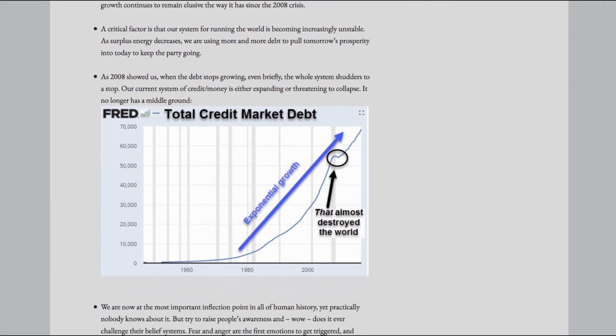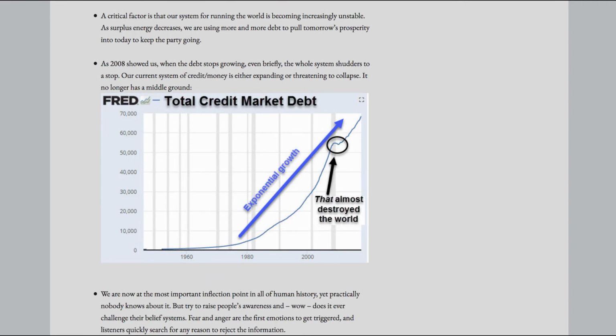A critical factor is that our system for running the world is becoming increasingly unstable. As surplus energy decreases, we are using more and more debt to pull tomorrow's prosperity into today to keep the party going. As 2008 showed us, when the debt stops growing, even briefly, the whole system shudders to a stop. Our current system of credit money is either expanding or threatening to collapse. It no longer has a middle ground.